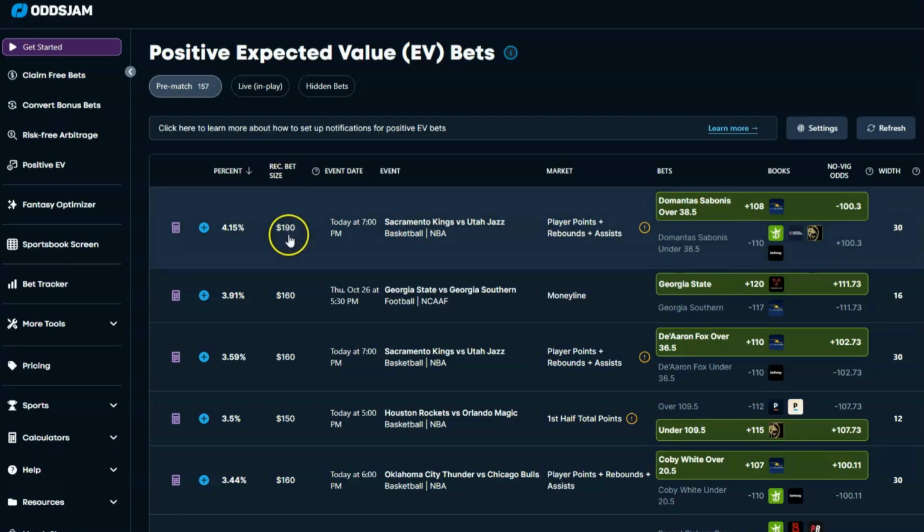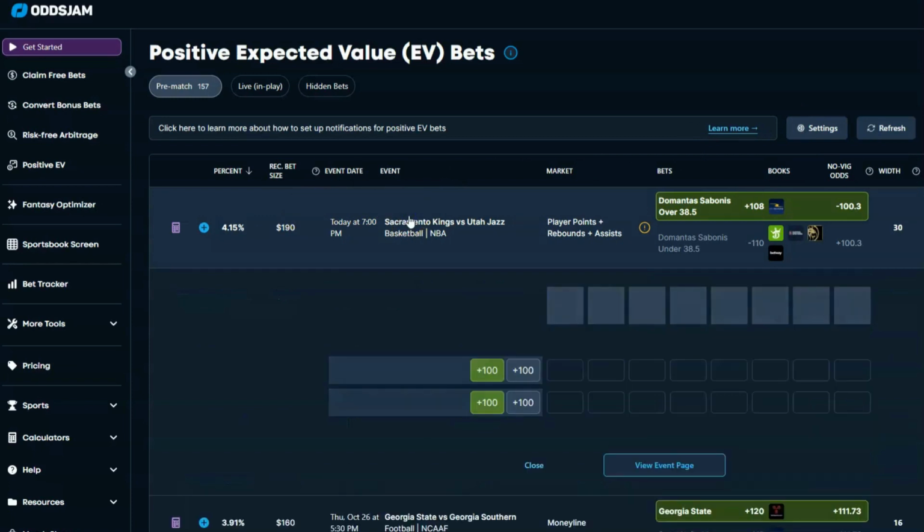And in this situation, we have $190 that would go at risk based on a 4.15% edge. And this is on a $5,000 budget. So you can plug into the settings here the Kelly criterion, whether you have a $500 budget, a $1,000 budget, $10,000, whatever the case. The Kelly criterion calculates this to help you understand how much to wager.